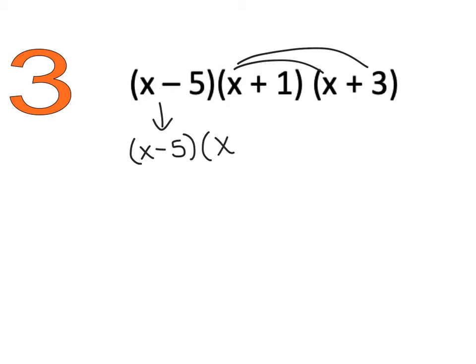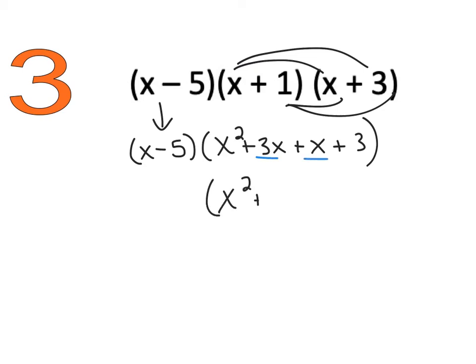next. So this will be an x squared plus 3x. Now I distribute the 1 to get plus x and plus 3. And before I handle the other one, I'm going to simplify this to a trinomial. So x squared plus 4x plus 3. And I have this x minus 5 out front.